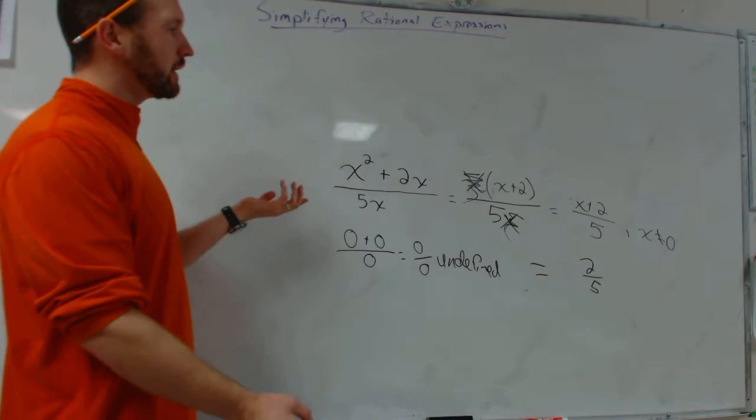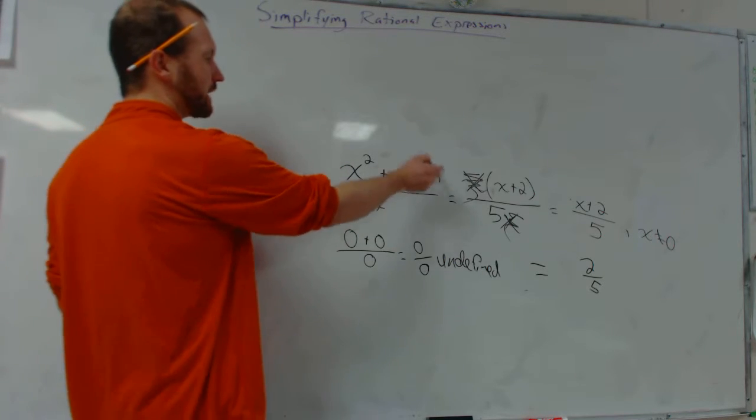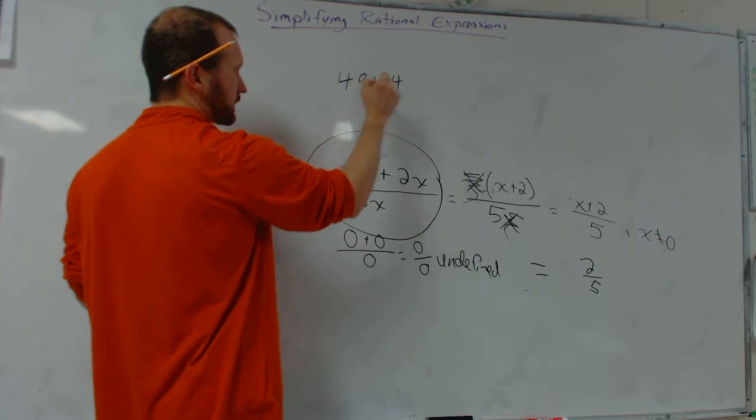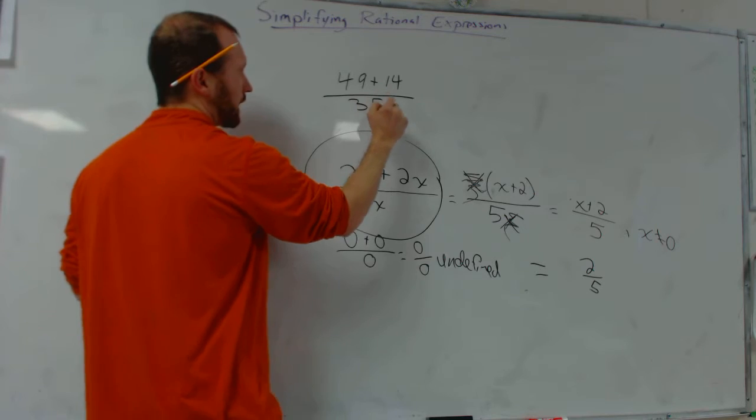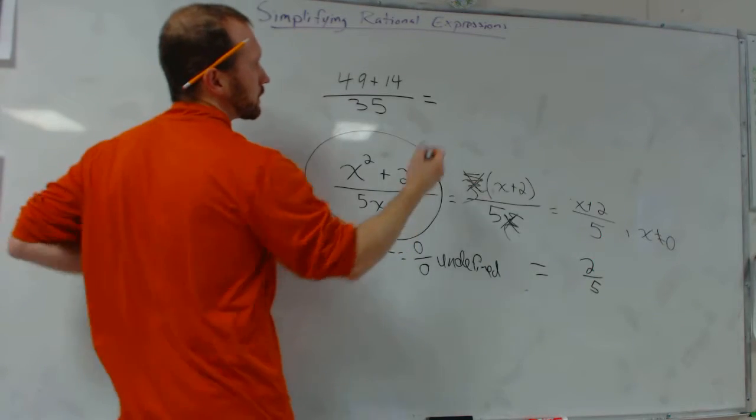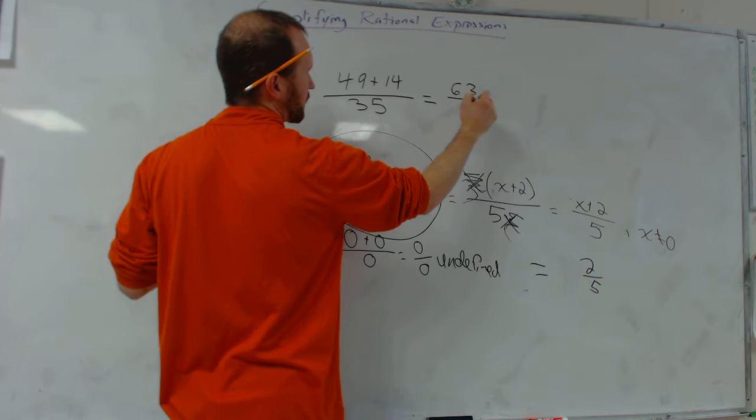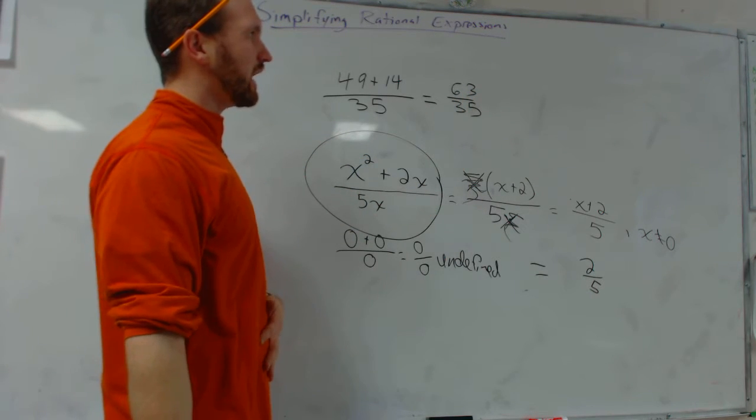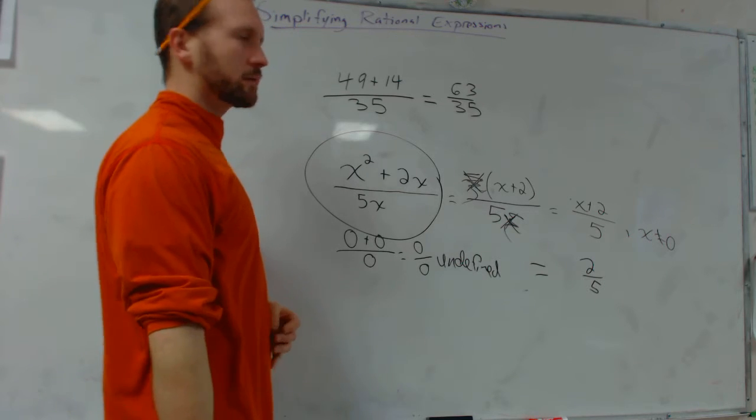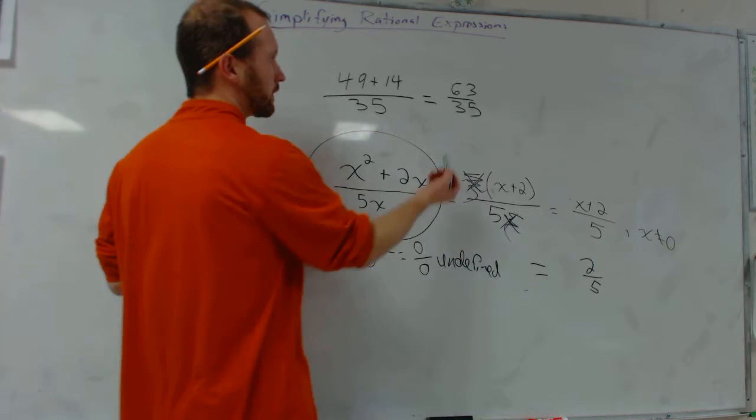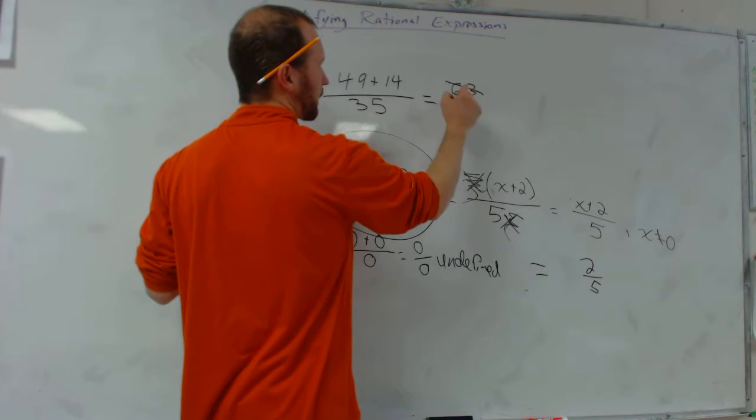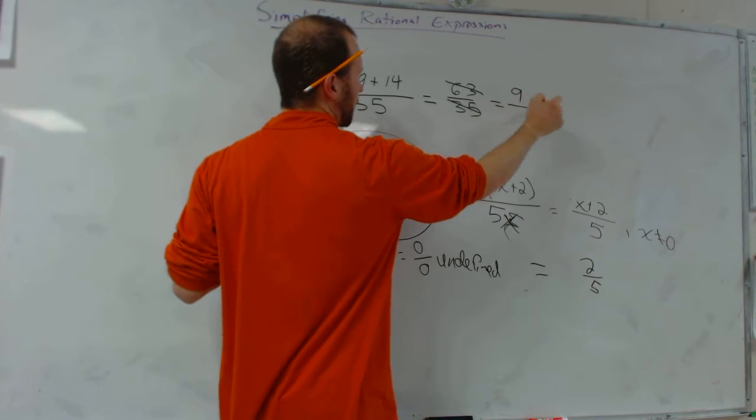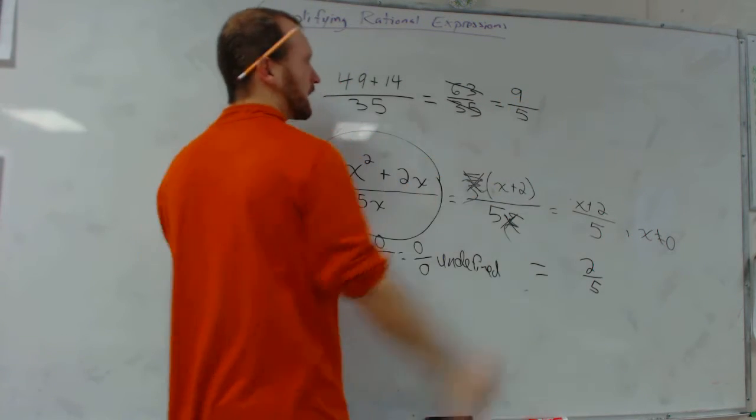So pick another number, like let's say 7. Plug in 7 to this. So we've got 49 plus 14 over 35, which is 63 over 35. Are there any common factors in there? 63 is divisible by 7, right? It's 9 times 7. And then 35 divided by 7 is 5, so it's 9/5.